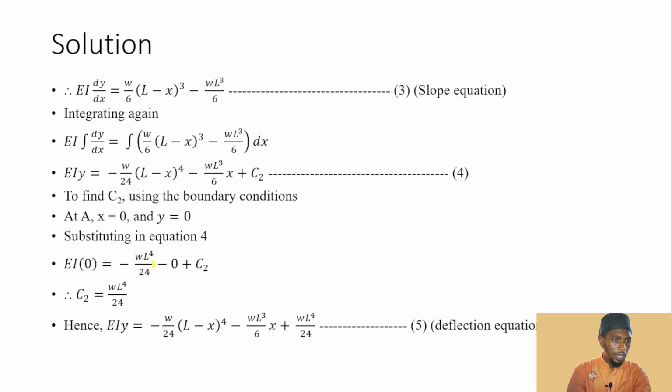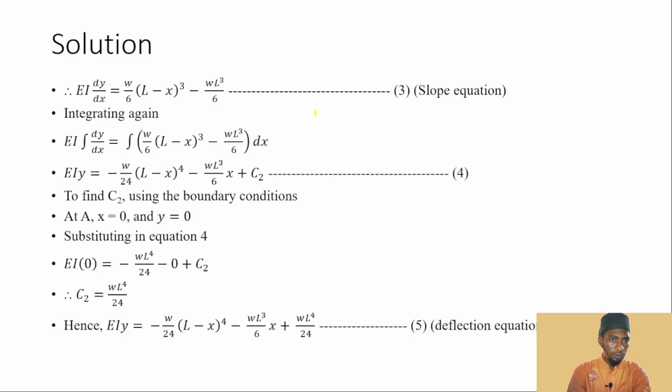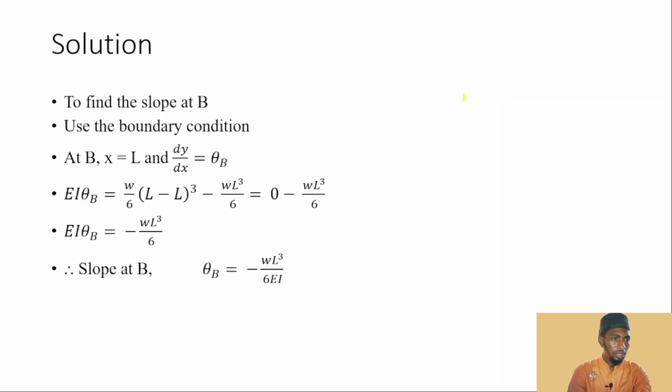So if x is L and dy/dx is theta B, we are substituting in the slope equation. Here we are substituting in equation 3, which is the slope equation. So substituting here, we have EI theta B equal to w/6 (L minus x) now changes to (L minus L) power 3 minus wL³/6. We don't have any x here, so L minus L is 0, so everything here is 0 now. So EI theta B is going to be minus wL³ over 6.